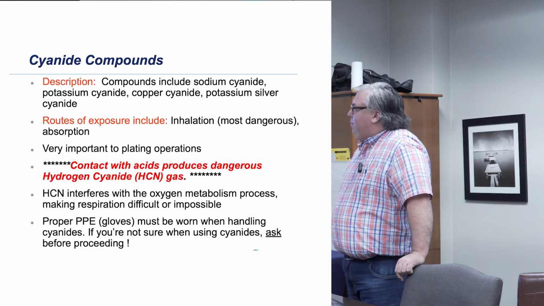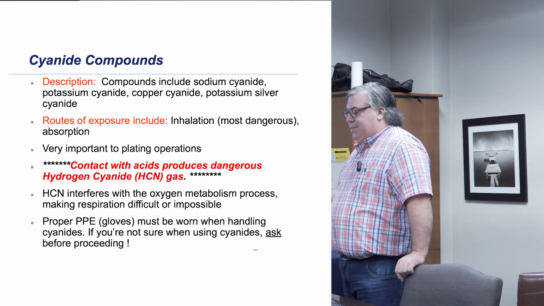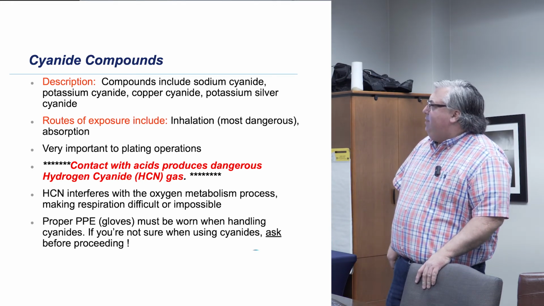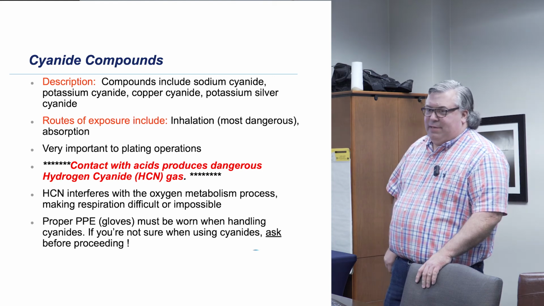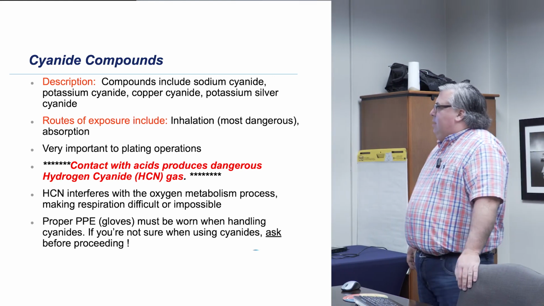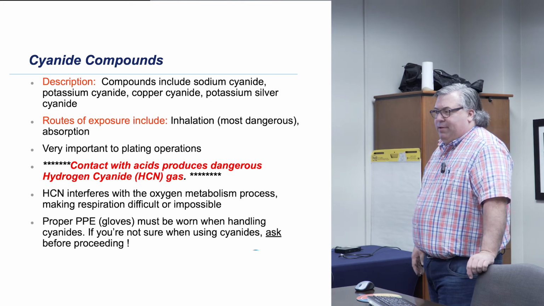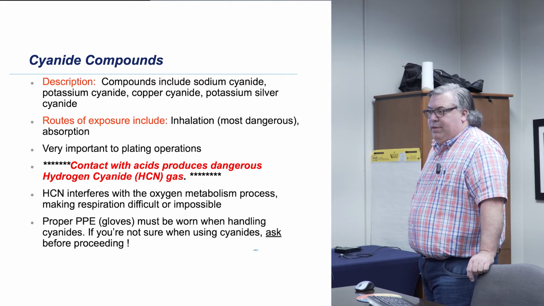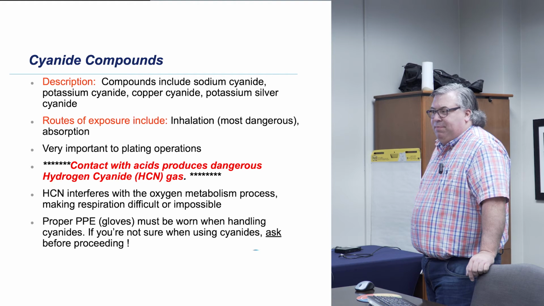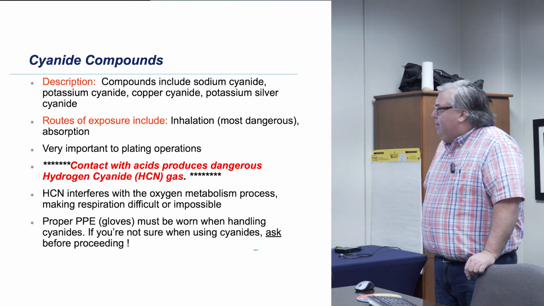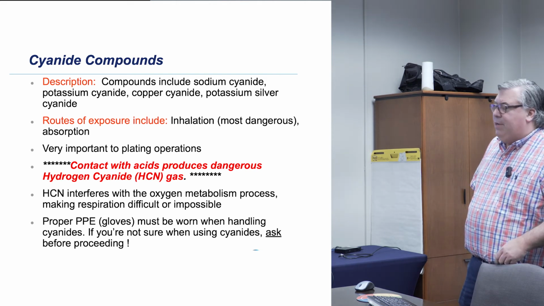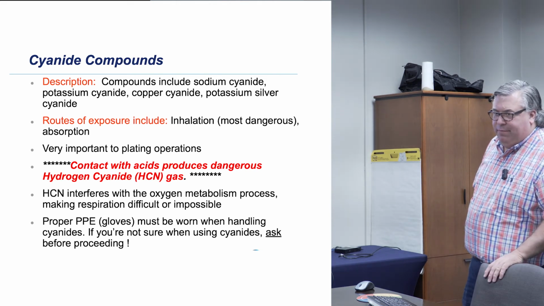Cyanide compounds. This description doesn't tell us much. Compounds include sodium cyanide, potassium cyanide, copper cyanide, potassium silver cyanide. Cyanide is a specific kind of chemical: a carbon with a nitrogen and a triple bond, if you want to really know what it is. Routes of exposure include inhalation, which is the most dangerous, but it can also be absorbed or ingested.